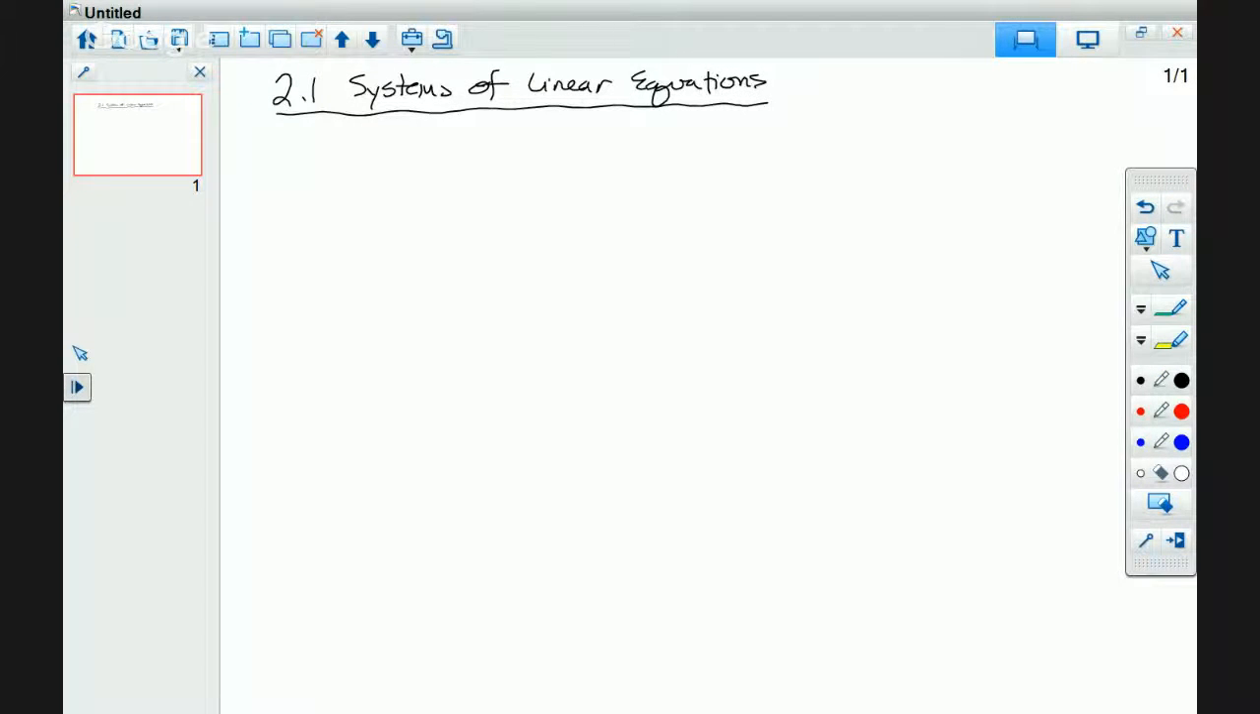Right, so we're at 2.1 on systems of equations. Do you remember what a system of equations is? Okay, give me an example there. Four y is equal to 12, and then another one will be like 3x plus 6y. Yeah, that's a system of linear equations. Right? How can we solve that?